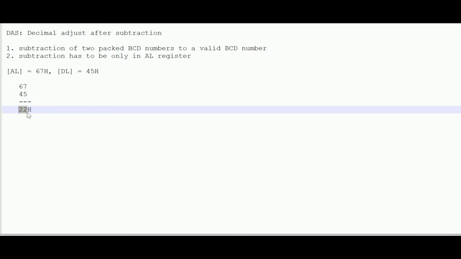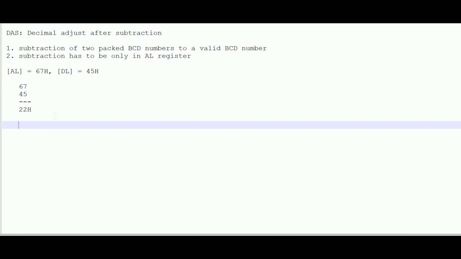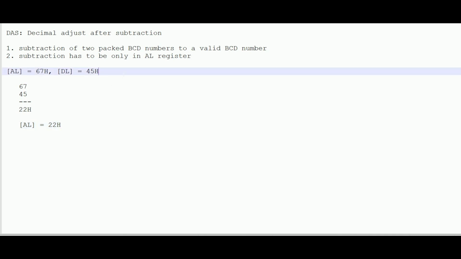Now is this a valid BCD number or not? Let us check nibble by nibble. The lower nibble is 2, which is a valid BCD number, and the higher nibble is also a valid BCD number. So there will not be any change, and the content of AL will remain 22H. When displayed on your screen, it will be 22D, which is the same as what you would expect in decimal. The decimal conversion of 67 minus 45 gives you 22D, so no change will be observed here.